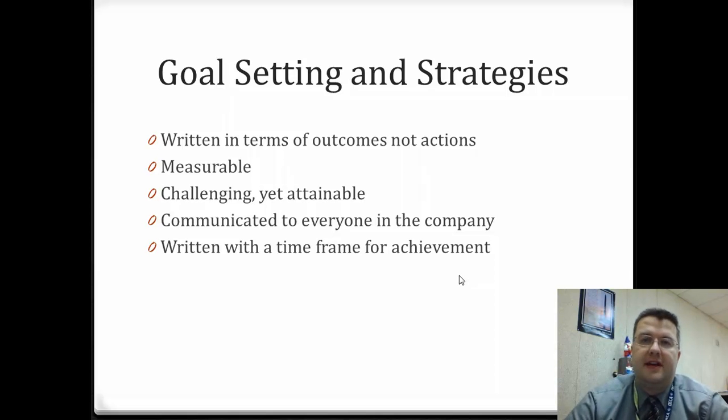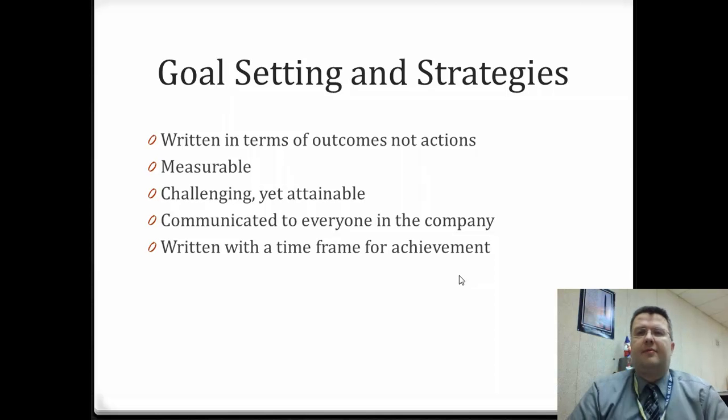You might say a goal is to increase sales. You want to put a dollar amount to it, or a percentage. We're going to increase sales 20% over last year. And so you can look at last year's sales figures, have a true goal to identify it. And that leads to our next piece of making sure it's challenging yet attainable.